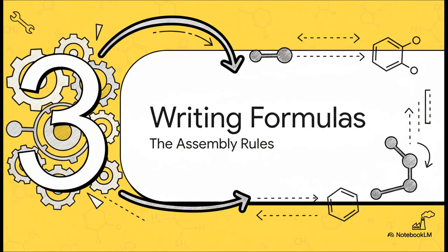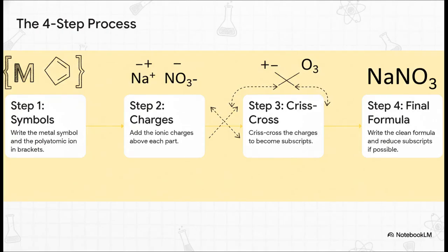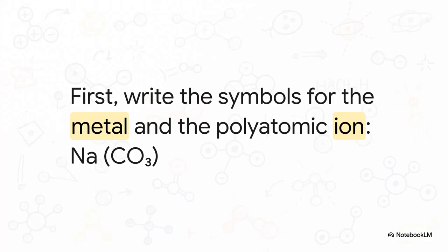So, we've met the teams. Now what? How do we actually use them to build stuff? Well, that brings us to the assembly rules, the playbook for writing these chemical formulas. Don't worry, it's just 4 simple steps. First, you write down the symbols. Second, you add their charges. Third, we do this little trick called the criss-cross. And fourth, you just write out the final cleaned up formula. Let's just do one together. It'll make perfect sense. Okay, let's build the formula for a compound made from sodium and our carbonate team.